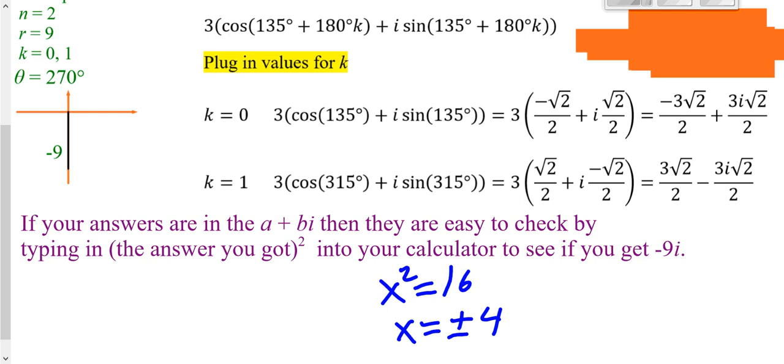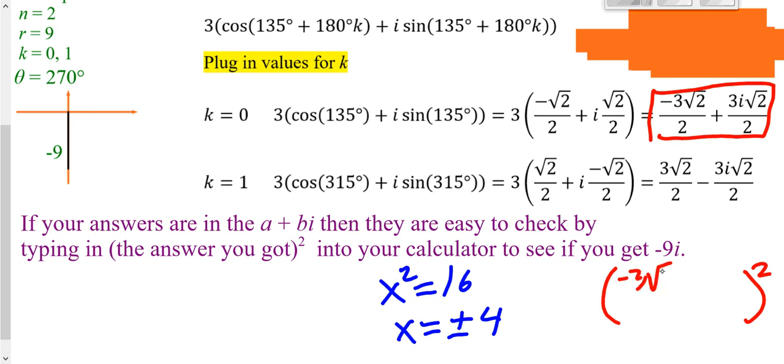Now, what you could do to double check your work is to take your answer right here, put it in your calculator, and square it. If you type this in and square it, because we were dealing with the square root, you should get the original problem of that negative 9i. So that's how you can go ahead and double check your answer to see if you were correct.